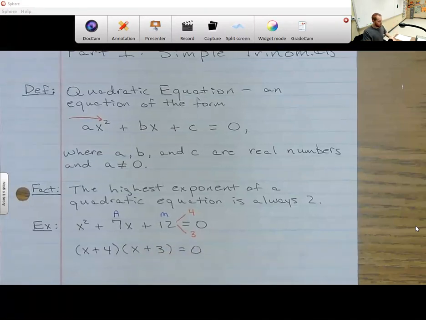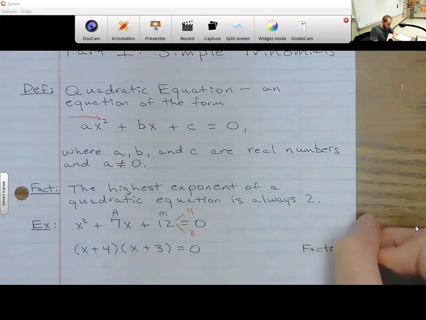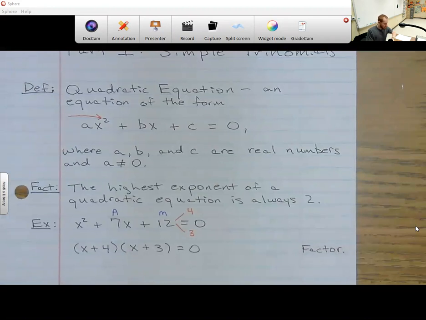Both of those factors are in parentheses. So now we factored it. I'm going to write "factor" over here because that's always the first step when you're trying to solve these things. You're trying to factor it first. And I end up with two different factors.